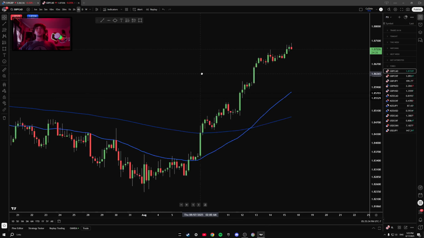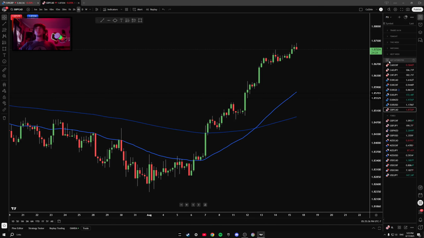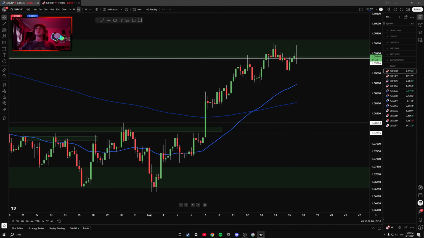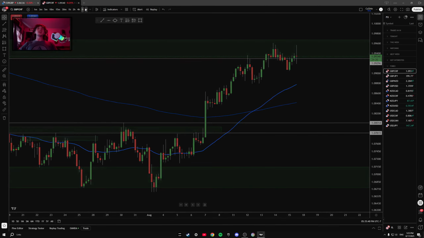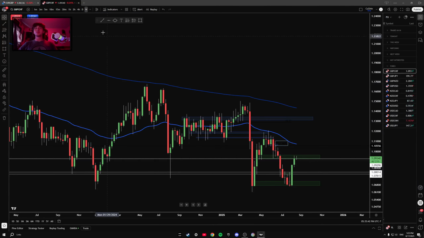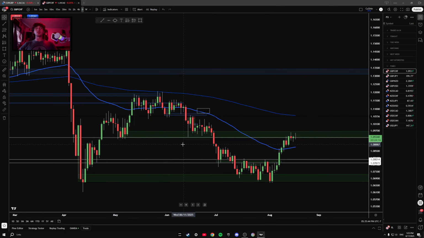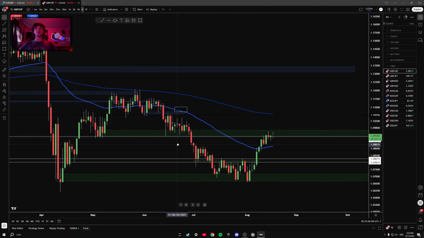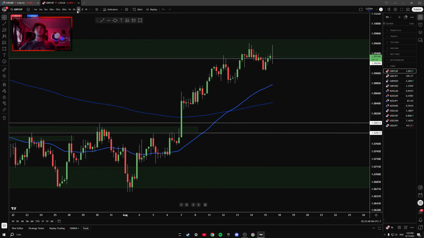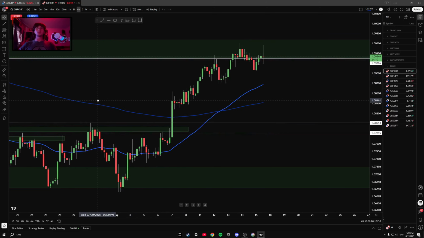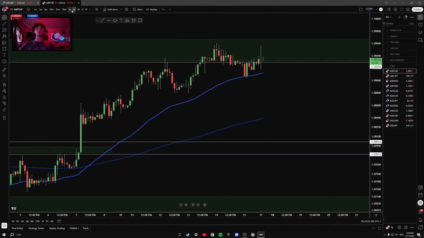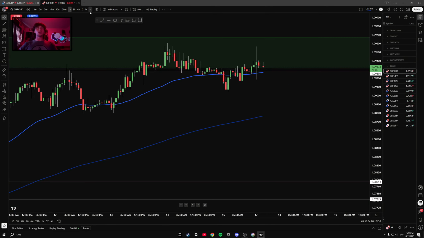Clean up our charts a little bit. Not interested in GBP CAD. GBP CHF, one of my favorite pairs, honestly. It follows price very well. Big doji.